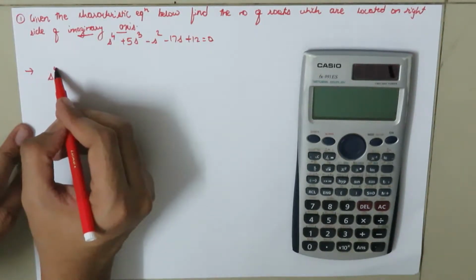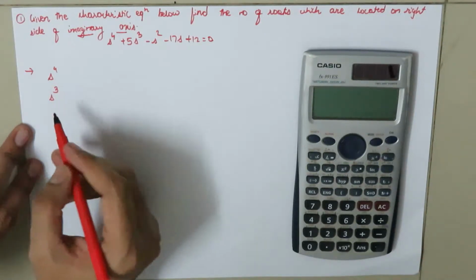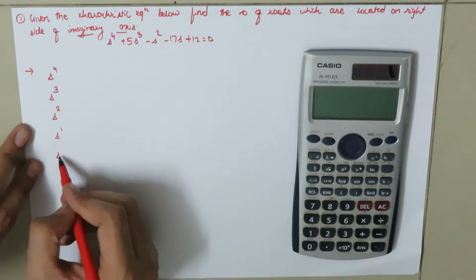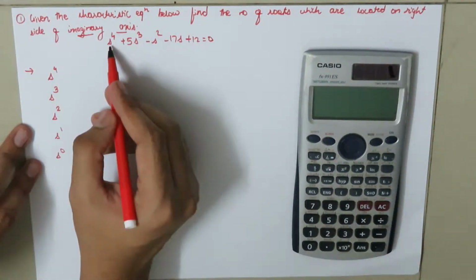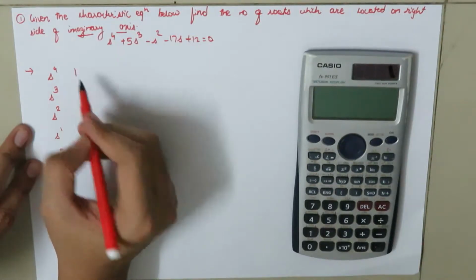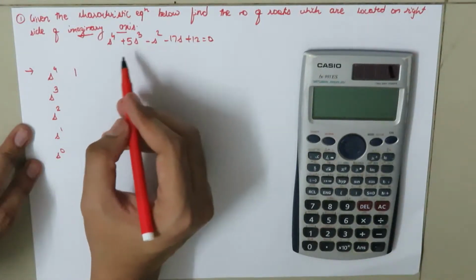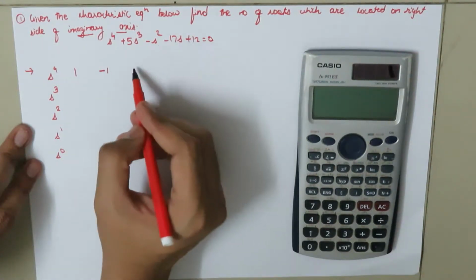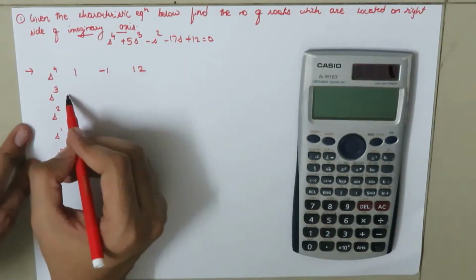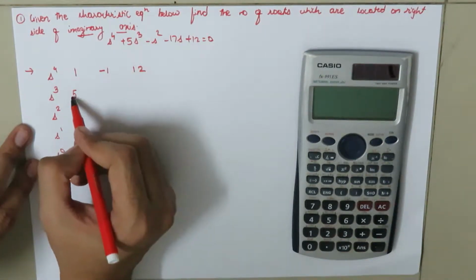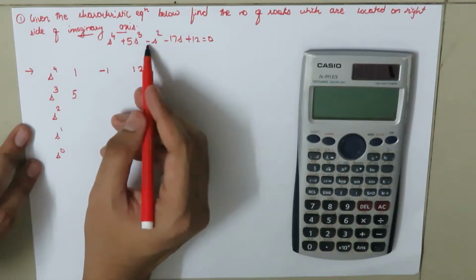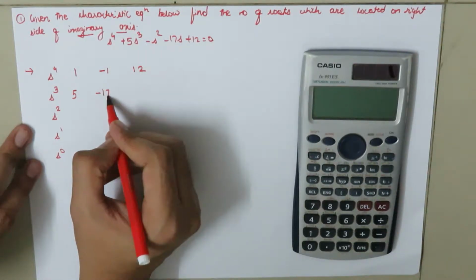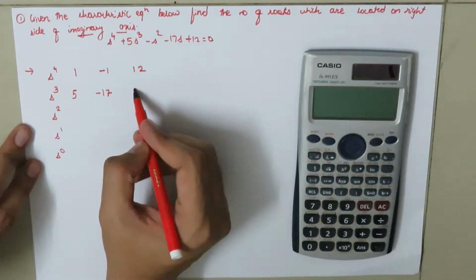So this will be our s to the power 4 row, s to the power 3 row, s to the power 2, s to the power 1, and this will be s to the power 0. The coefficient of s to the power 4 is 1, so we are going to take it. We are going to neglect 5, but take the alternate terms, -1; we neglect -17 and consider 12. For s to the power 3, the coefficient is 5, we neglect the alternate terms, so we consider 5, neglect -1, consider -17, and neglect 12, so here we'll get 0.